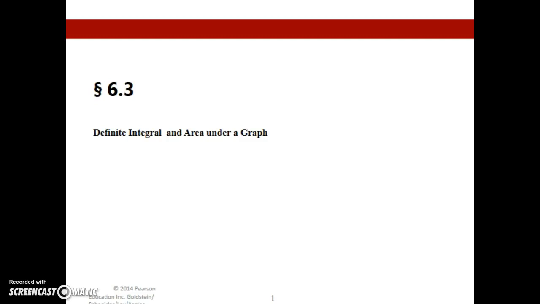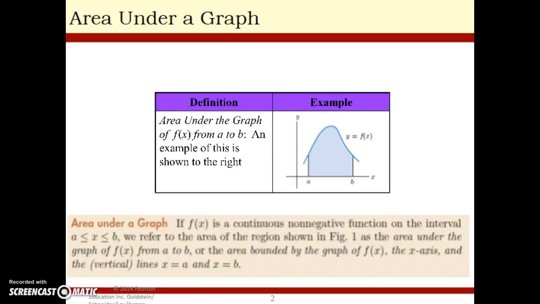Okay, in section 6.3 we're going to be talking about the definite integral and the area under a graph and how the two are related. So first I just want to introduce you to the area under a graph. For example, something that looks like this.